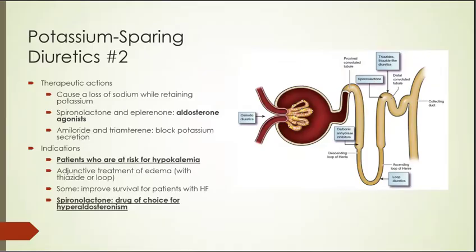Looking at the nephron, potassium-sparing diuretics work at the very end. It blocks potassium secretion, therefore retaining potassium. These drugs are usually combined with thiazide diuretics to prevent hypokalemia and are especially beneficial in heart failure. And they are also the drug of choice for hyperaldosteronism because there's too much aldosterone. This is an aldosterone antagonist, which is going to interact with that aldosterone to prevent sodium reabsorption.